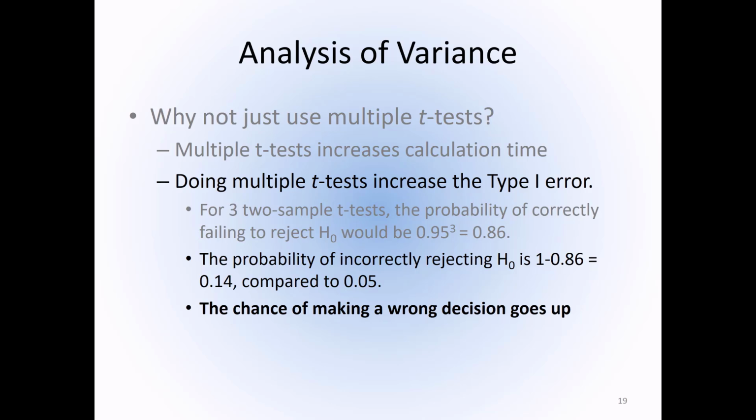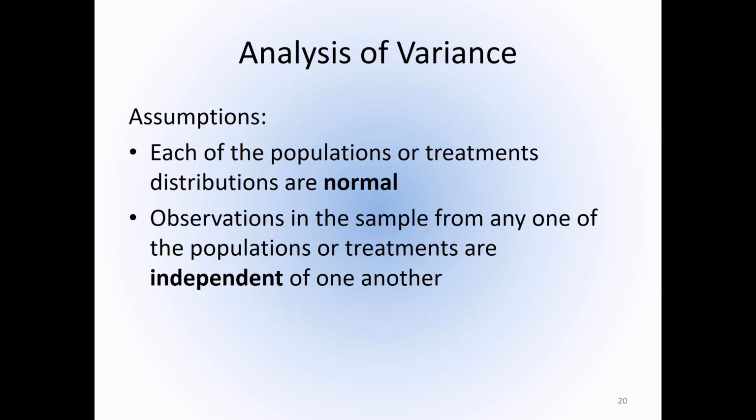And so ANOVA alleviates this particular issue. We have a couple of assumptions for ANOVA, and these are not new. The populations are normally distributed, data is independent of each other, and again, we're going to make these assumptions in this particular class unless we're told otherwise.